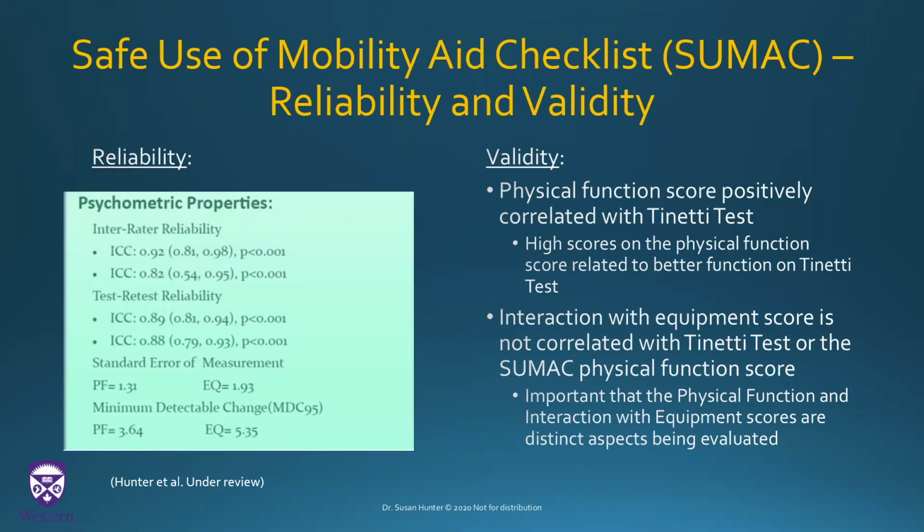We also looked at how our interaction with equipment score related to the POMA, and whether it relates to the physical function score. So are we testing the same thing twice, or are we looking at different things? We found that our safety score, or interaction with equipment, is not correlated with physical performance, either through the POMA or through the SUMAC's physical function score. So we are looking at two different domains, in a sense: physical function as well as safety.